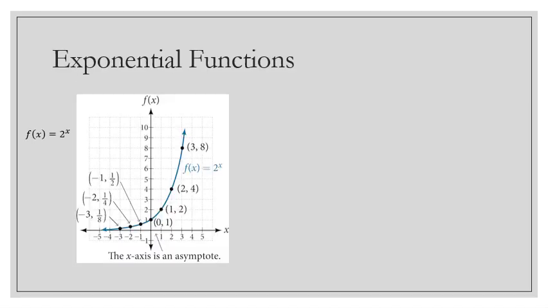Okay, so we've already seen the graph of f of x equals 2 to the x. This is an example of exponential growth. We see that the graph goes through the points (0, 1), (1, 2), (2, 4), (3, 8). And if we plug in negative values, we get (-1, 1/2), (-2, 1/4), (-3, 1/8).